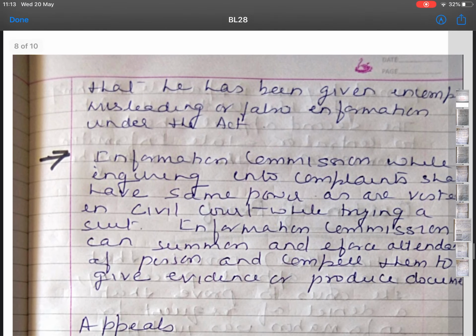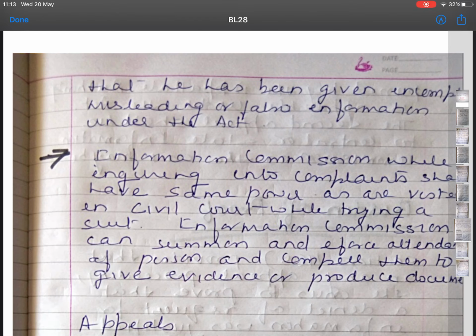Then Information Commissions, while inquiring into a complaint, shall have the same power as are vested in a civil court while trying a suit. So the Information Commission has the same power as a civil court. It can summon and enforce attendance of a person and compel them to give evidence or produce documents before the Commission. During the inquiry of any complaint under the Act, the Commission shall be entitled to examine any record which is under the control of the public authority, and the public authority shall not be entitled to withhold any such record on any grounds.